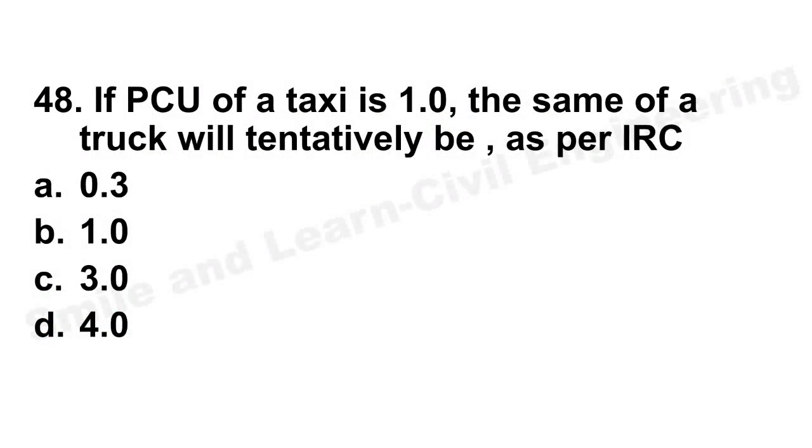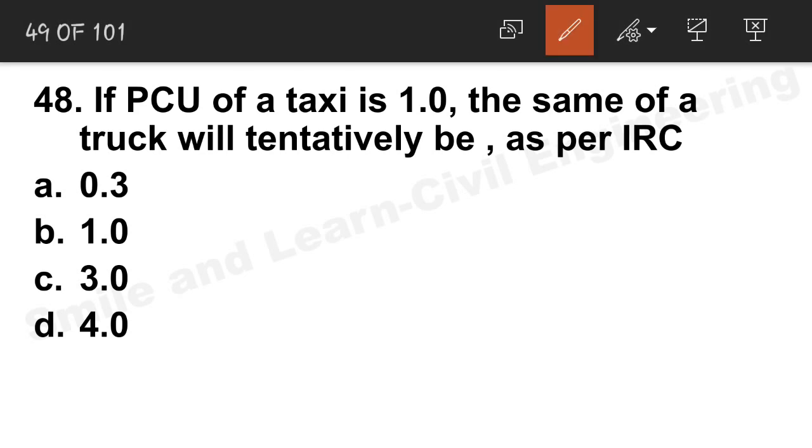Next question, the PCU of a taxi is 1, same truck will tentatively be. We have solved a question in our AE paper 4, previous year paper 1998 paper 4, regarding this kind of passenger car unit question. So IRC recommends it as 3. So the correct answer is 3, and for a taxi it is 1. Need to remember these PCUs.